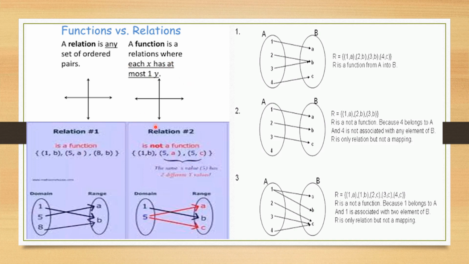Let us see the example of two relations here. The first relation has the ordered pairs (1,b), (5,a) and (8,b). You see that each element in the domain has a unique image, so it is a function. Now see the second relation: (1,b), (5,a), (5,c). For these two ordered pairs, the first element is the same for different second elements, and this is the condition which says that it is not a function. No two ordered pairs can have the same first element with different second elements, so it is not a function.